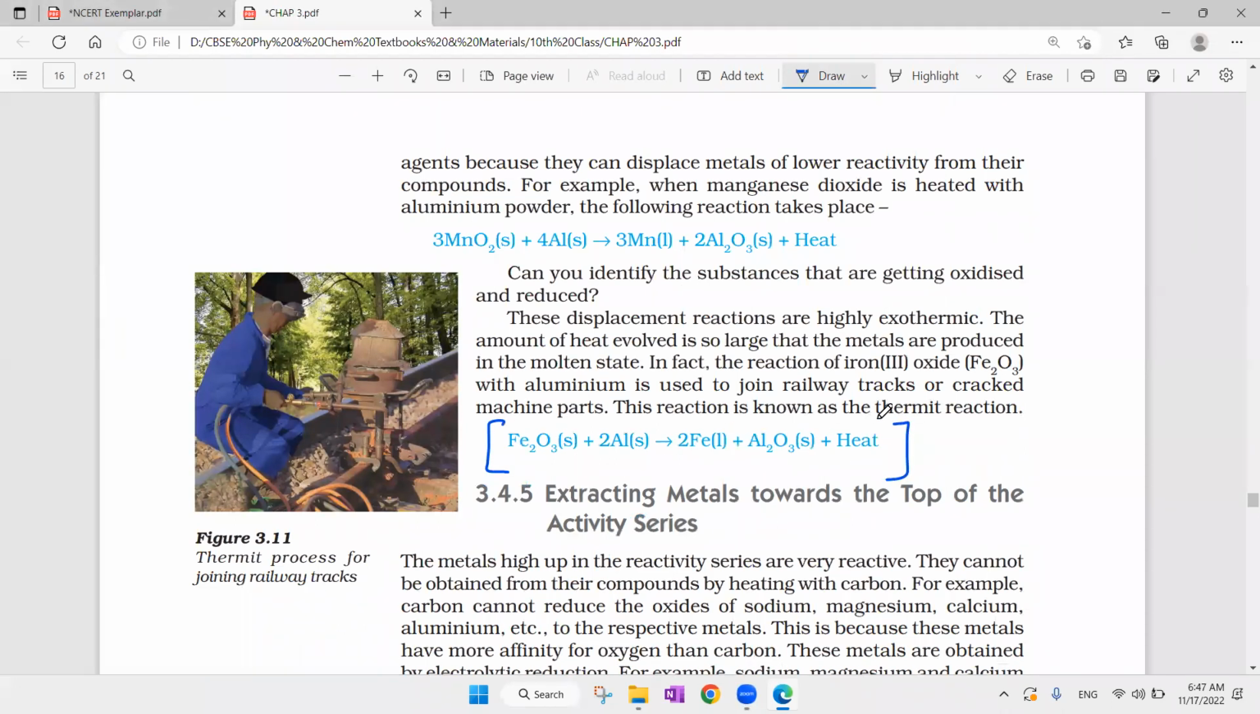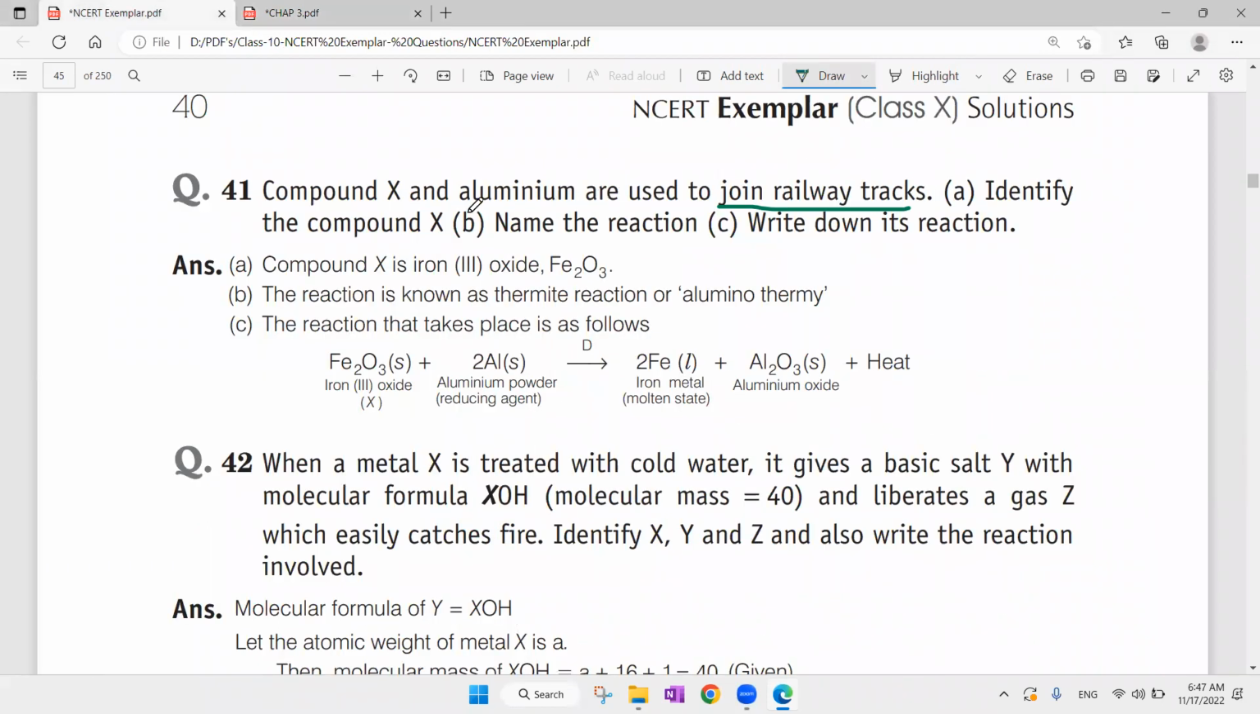So this reaction is known as thermit reaction. So what is added to aluminum means Fe2O3 is added to aluminum. So X and aluminum, that X is Fe2O3, iron oxide. So that question is what they are asking. Identify the compound X. The compound X is iron oxide, Fe2O3.